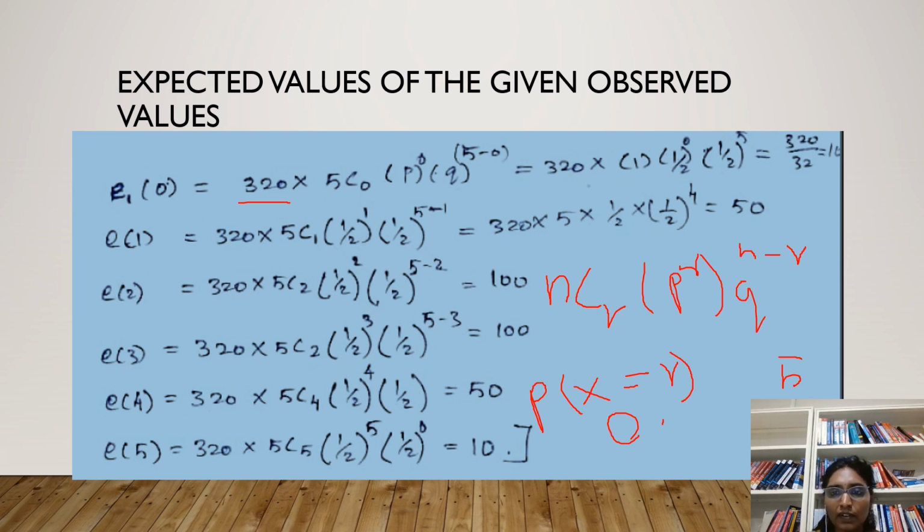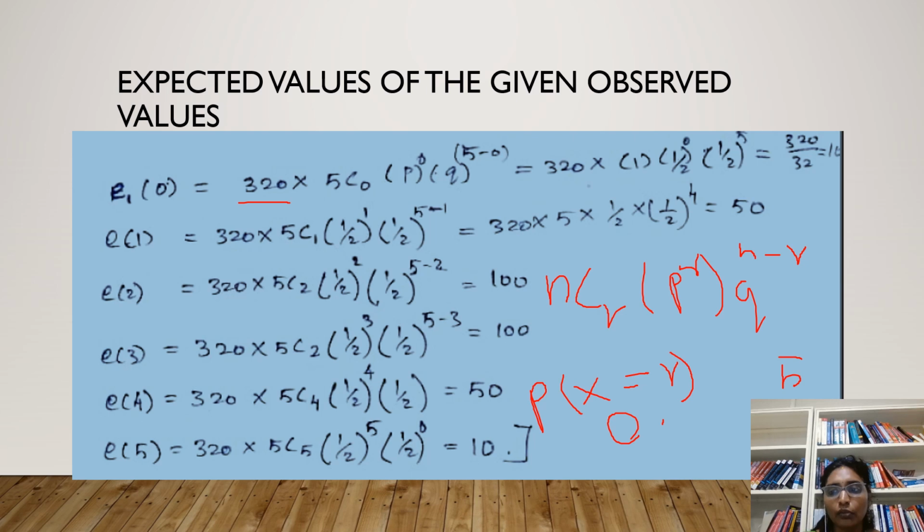So substituting these values into here and calculating this, we know 5C0 value is 1. Otherwise, you can use your calculator to find the value for 5C0 using the nCr key. Calculating this gives 10. Likewise, I have calculated all the expected values for the number of heads based on these observed values. This is the expected value.